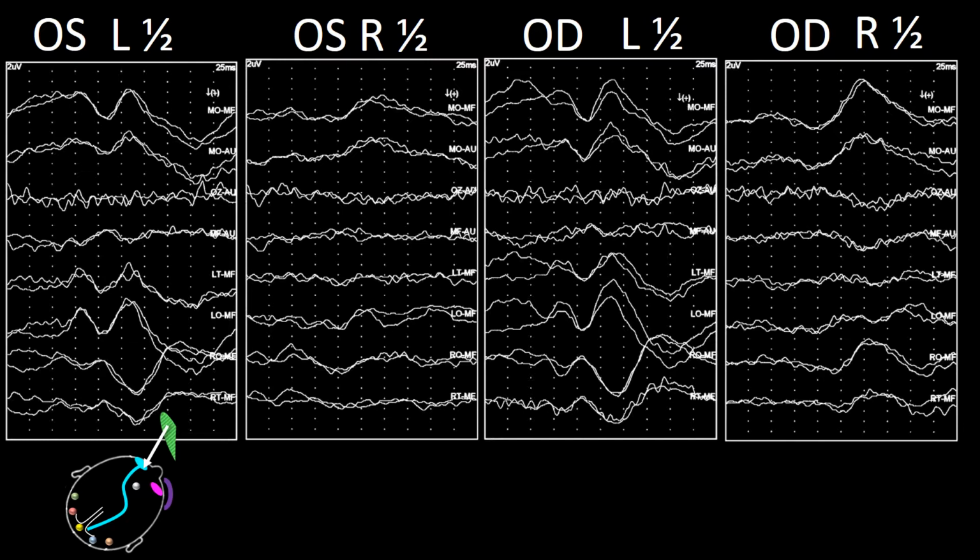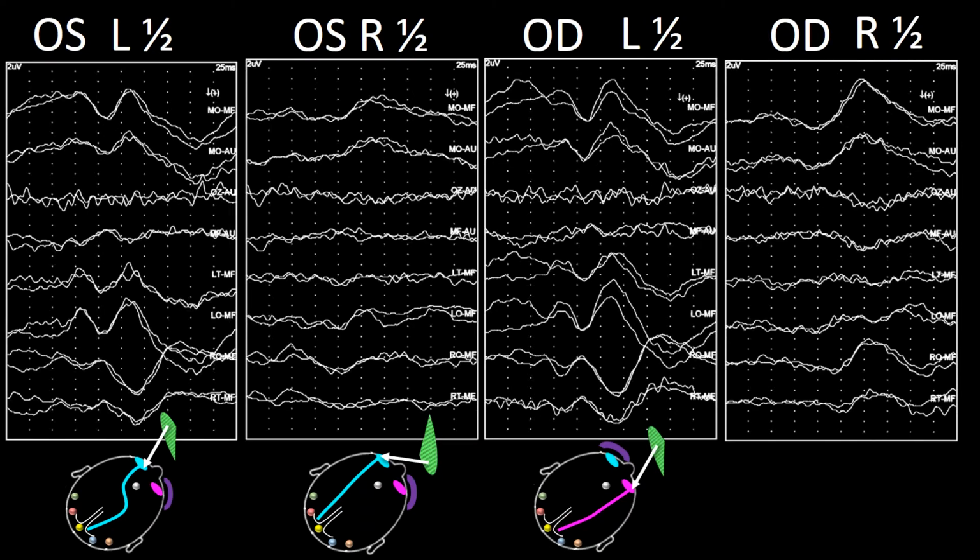generated as the left eye is stimulated with a stimulus confined to the left hemifield. The next panel depicts the visual pathway from the left eye, but when the stimulus is confined to the right hemifield. Now, the figure corresponds to the right eye and the left hemifield, and now to the right eye and the right hemifield.